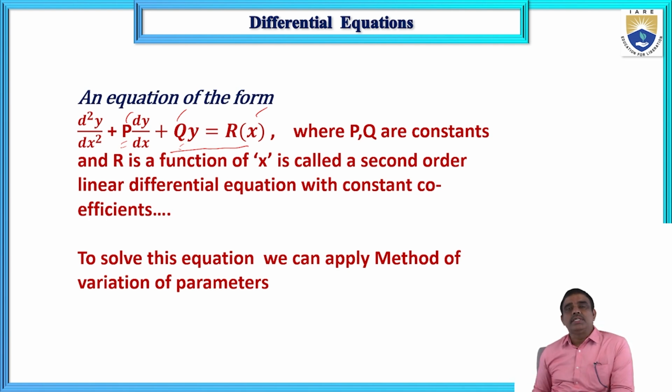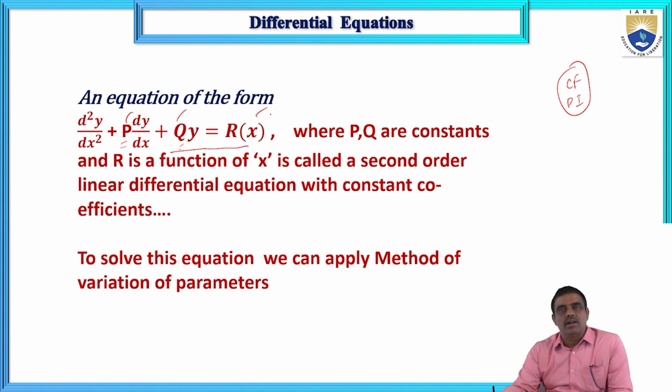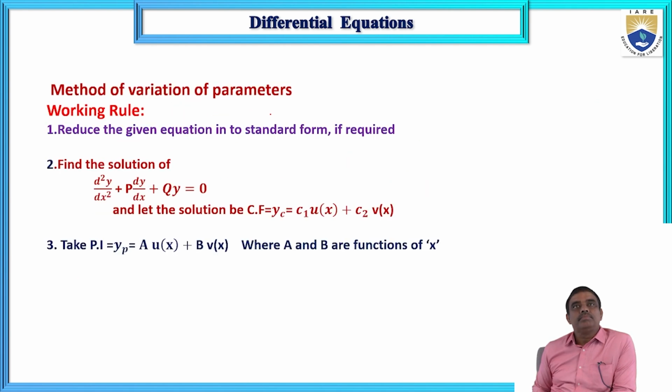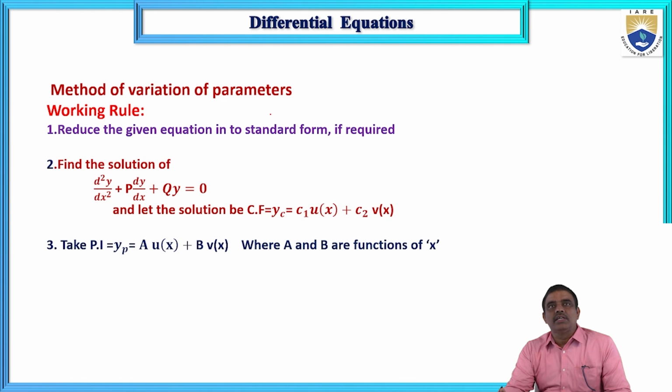Now, to solve this equation, we have several methods. Generally, by finding the complementary function and particular integral, we find the solution. The particular integral can be evaluated by using the general method, and we have different shortcut methods based on the right hand side function r of x. Here, our interest is to solve this equation by applying the method of variation of parameters. So, what are the steps involved in this method? It is a step-by-step procedure, and here I am giving the working rule.